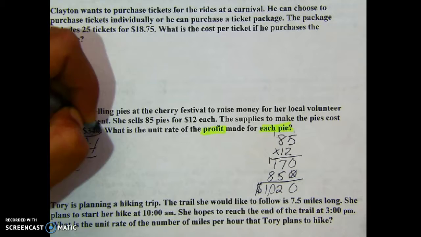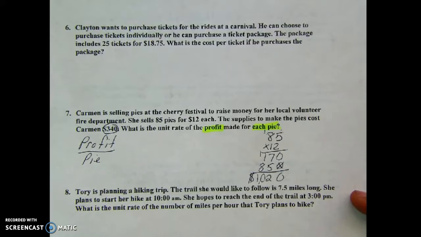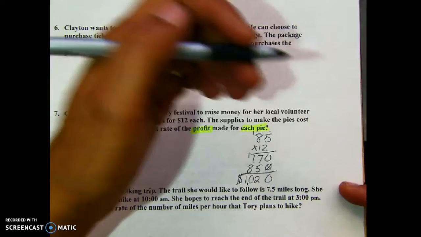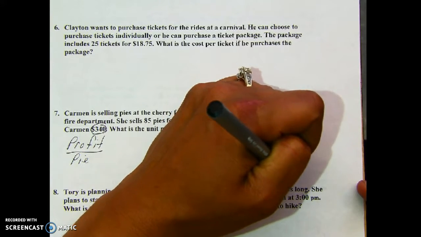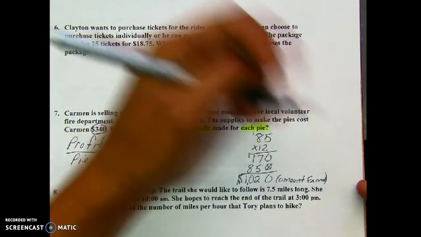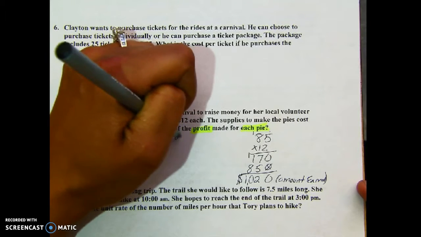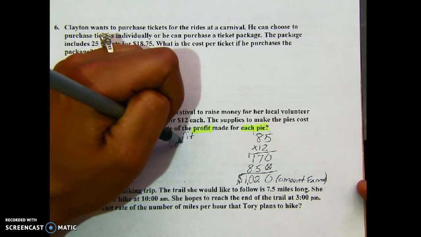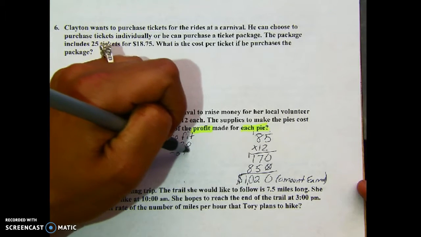Right here, it cost her $340 for the supplies to make the pie. So our profit is after we deduct the supplies. So this is the amount made. So amount earned. We'll put that instead. Earned. And we want to find out the profit. So profit, we're going to do it here. And that is taking the amount you earned, which is $1,020, and subtracting the amount you paid for the supplies.